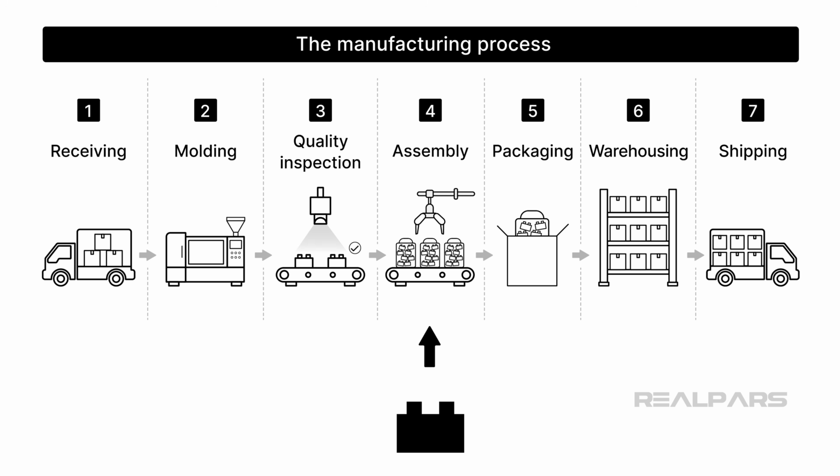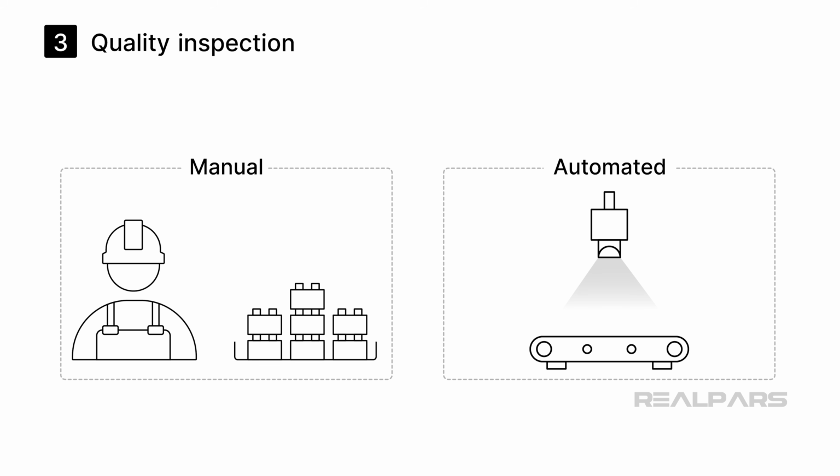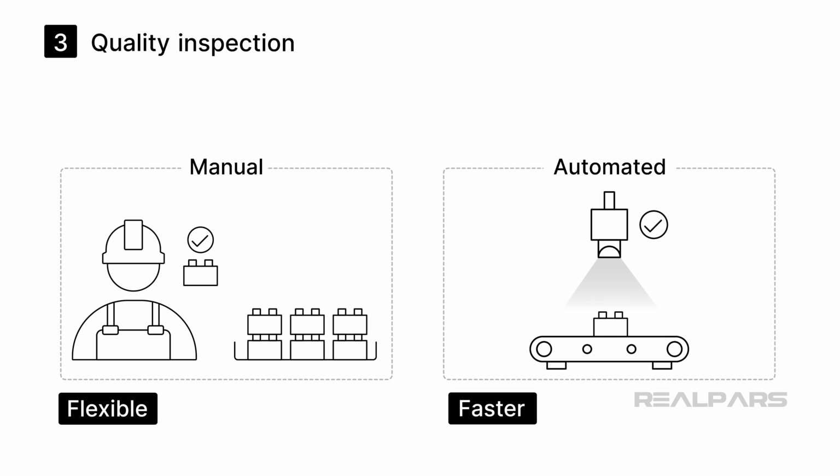Before components move to assembly, they may go through an inspection step. This can be a manual process where a technician removes a sample of parts from a bin and visually checks the parts for defects, or an automated process where machine vision systems inspect each part against a specification. Automated inspection is faster and more consistent because it removes the possibility of human error. Manual inspection is more flexible and easier to set up when the defect types are difficult to define in software.